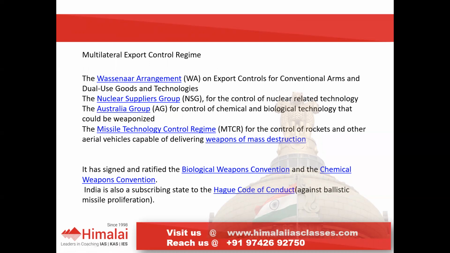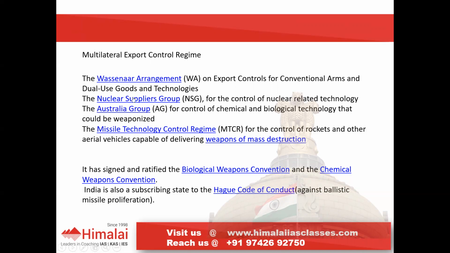This Wassenaar Arrangement was created in 1995. It is an informal group, created in 1995 with 40 members. Then next, coming to the Nuclear Suppliers Group. As I discussed when we covered the first nuclear test, this group was created in 1974. Right now 45 members are there.